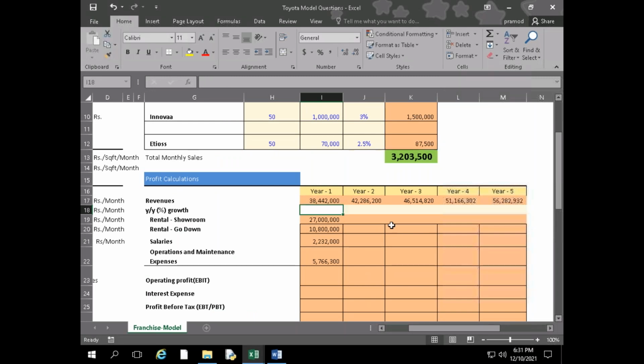So for operation and maintenance, we have to consider revenues only, no, sir? Year one revenue or monthly sales, sir? No, once again, sir. For operation and maintenance, it is based on the year revenue. Okay, sir.